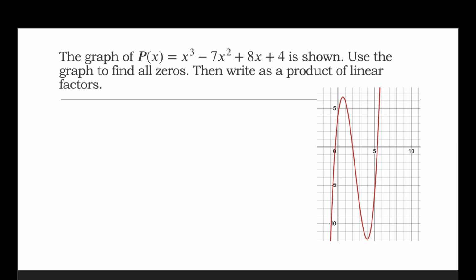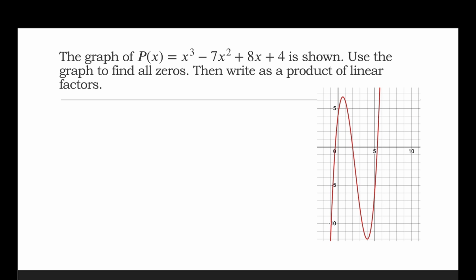My next example says the graph of p of x equal x to the third minus 7x squared plus 8x plus 4 is shown. Use the graph to find all zeros. Then write as a product of linear factors. So this problem is similar to the previous problem, but this time they're not telling us what one of the zeros is.